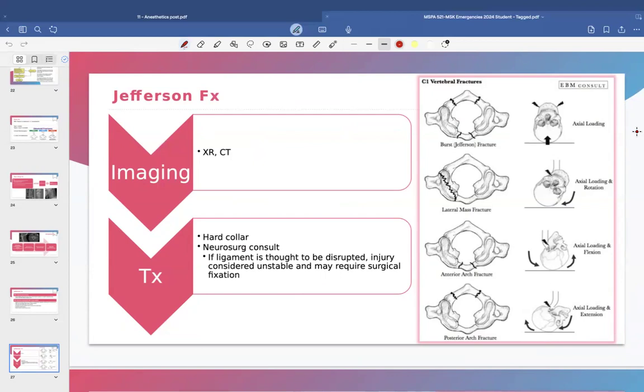Some of the mechanism of injury where you hit your head, where your spine is gonna crack. Again, hard collars. If there's any ligamentous injury or you are unstable, you're gonna need to have a cervical fixation done, by neurosurgery or ortho spine.